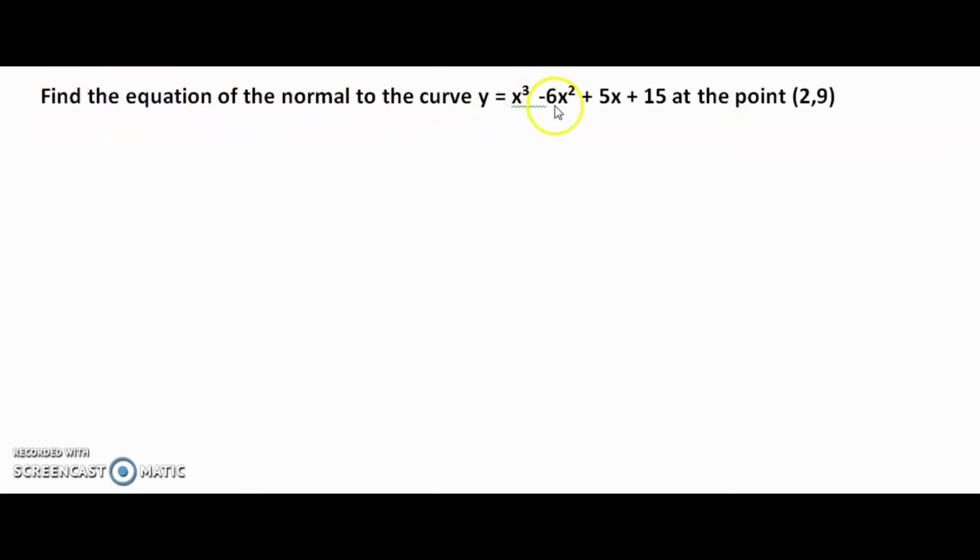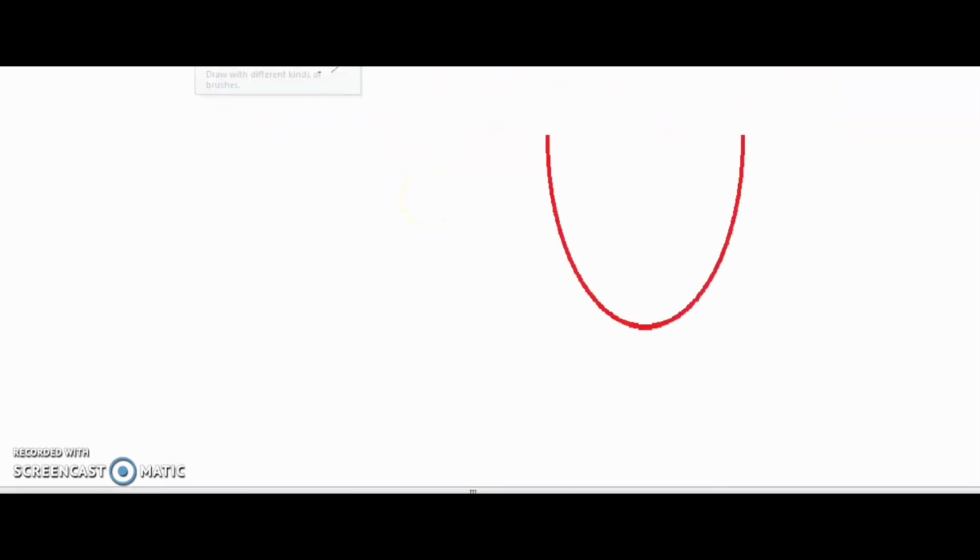Find the equation of the normal to the curve y is equal to x cube minus 6x square plus 5x plus 15 at the point (2, 9). So here we are going to find the equation of the normal. For that, let's consider a part of the concept, now very clear what to do, and mark the point of contact. What's the first task for us? (2, 9).